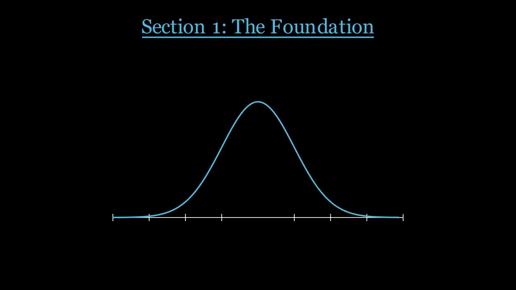Section 1. Understanding the foundation. Before we tackle the CV, we must briefly revisit our two pillars, the arithmetic mean and the standard deviation. The mean gives us the central tendency, the average story. The standard deviation measures the absolute dispersion, how far, on average, data points sit from the mean.